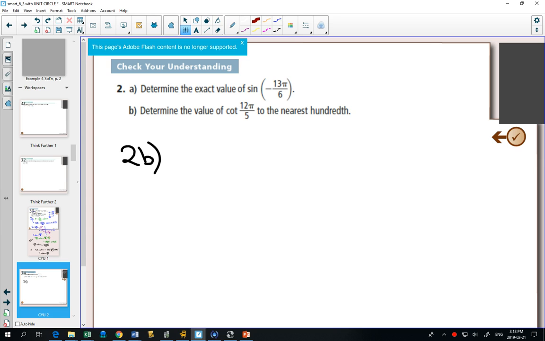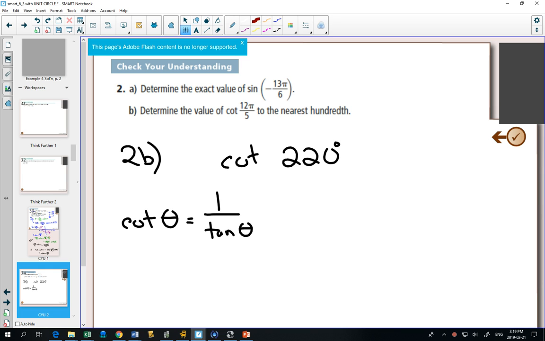Now, if I gave you a question in degrees, this is the thing that you have to do. You have to say, how would I do the same question if it was degrees? If I gave you a random cotangent of 220 degrees, how do you find the value of that using your calculator? There's no cotangent button on your calculator. We know that cotangent of any angle is 1 over tan of that angle. Tan and cotangent are reciprocals. And so if I wanted to find cotangent of 220 degrees, I could type into my calculator 1 over tan of 220 degrees.